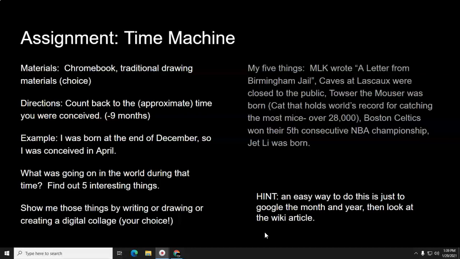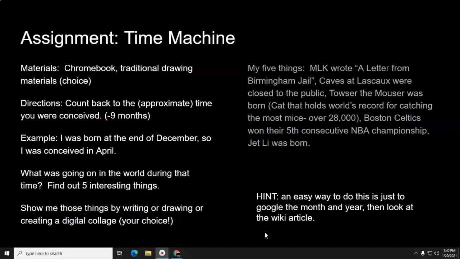Martin Luther King Jr. wrote a letter from Birmingham jail, which was a very important part of civil rights. The caves at Lascaux were closed to the public. The caves at Lascaux are one of the best, most outstanding examples of prehistoric art. Towser the Mouser was born. This is a cat that was born in Scotland, and he held the world's record for catching the most mice. He caught over 28,000 mice. Wow.